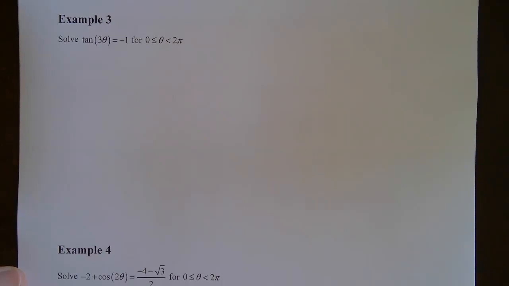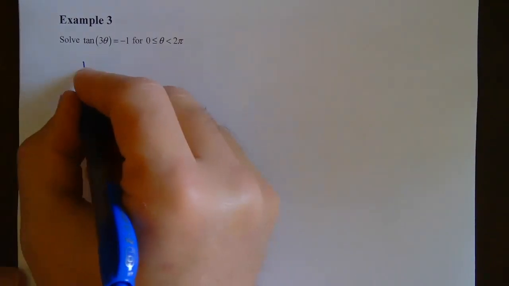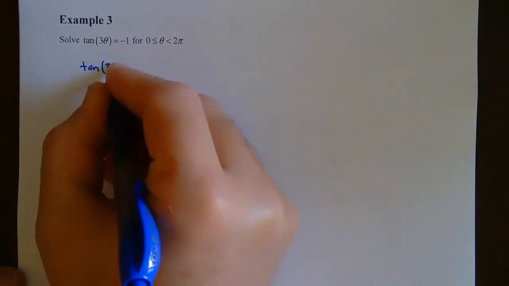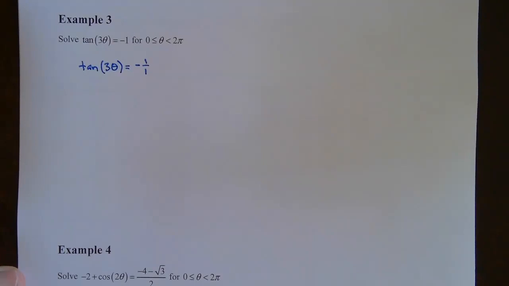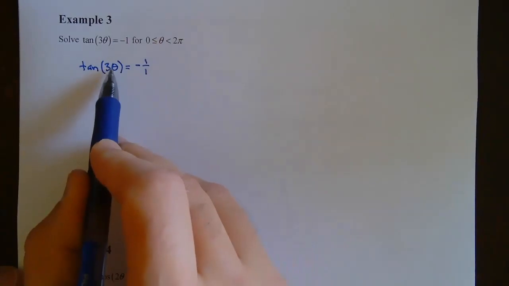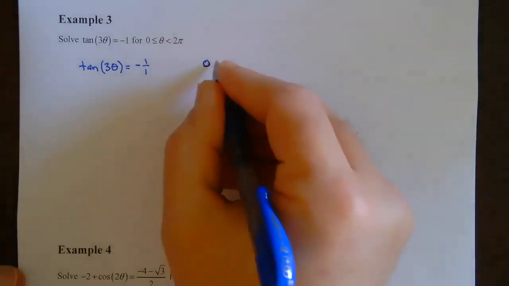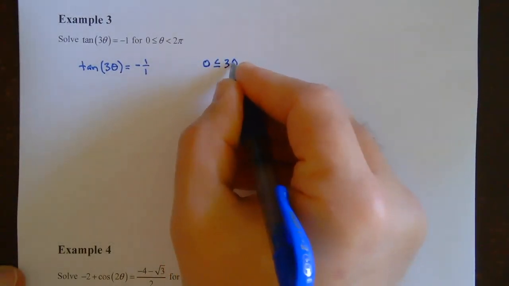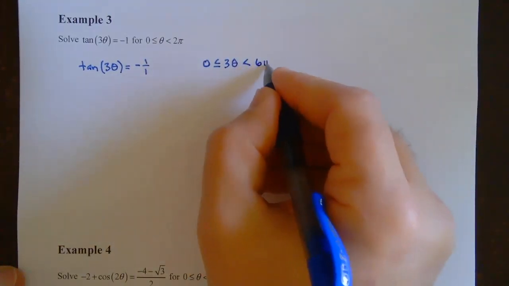So this equation is: solve tan of 3 theta is equal to -1 for 0 less than theta less than 2 pi. Now, this isn't a ratio, but we could write it as a ratio. So this would be tan of 3 theta is equal to -1 over 1. Now, we're going to be solving for 3 theta, and so we have to adjust this restriction to 3 theta. So I'd have to multiply all of these by 3. So 3 times 0 is 0, less than or equal to 3 theta, less than, and then 3 times 2 pi would be 6 pi.